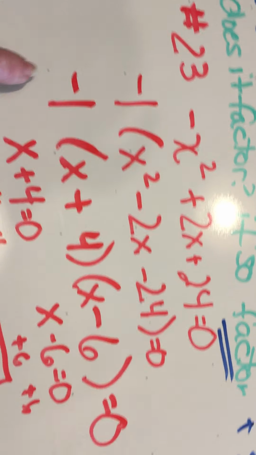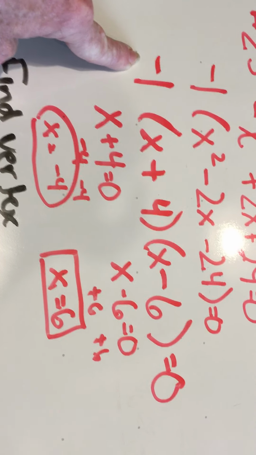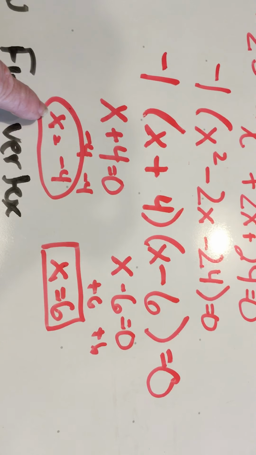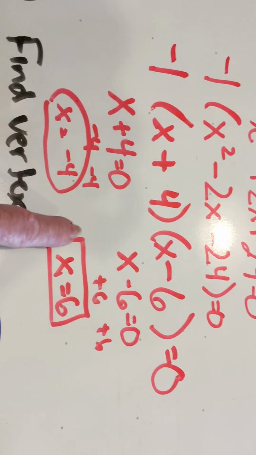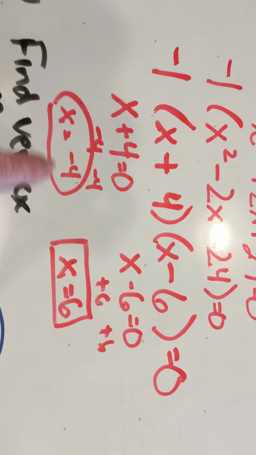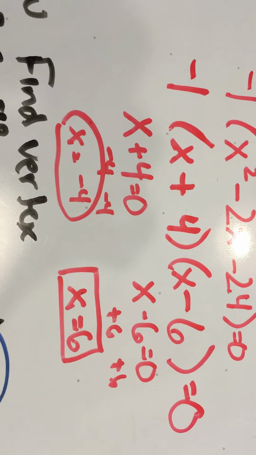Now we're solving it. The negative 1 does not affect our zeros, but we still have to leave it out front as a factor. x plus 4 equals 0. Subtract 4 from both sides. x equals negative 4. x minus 6 equals 0. Add 6 to both sides. x equals 6. Those are my solutions. Those are my zeros. Those would be my x-intercepts.